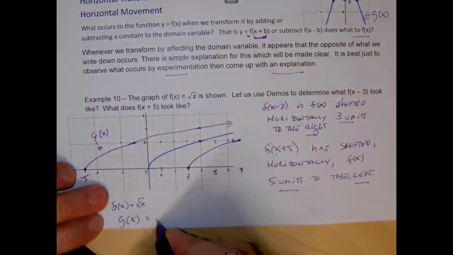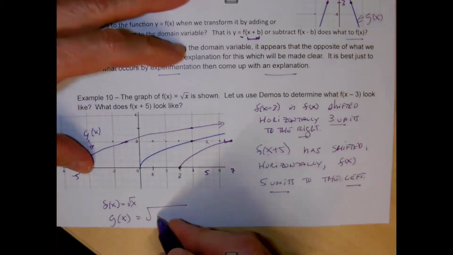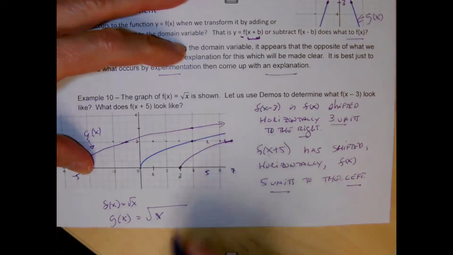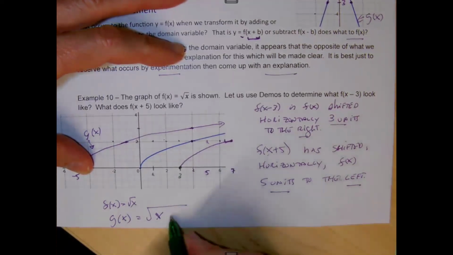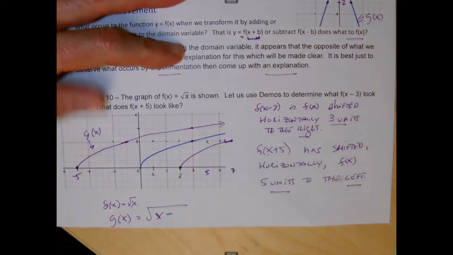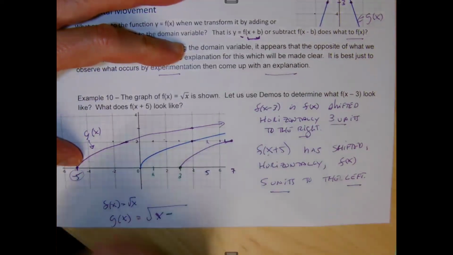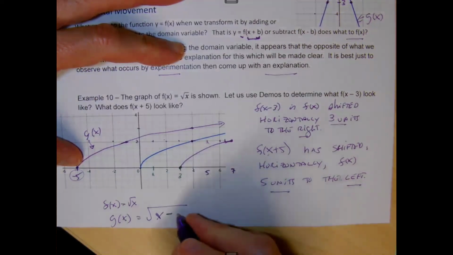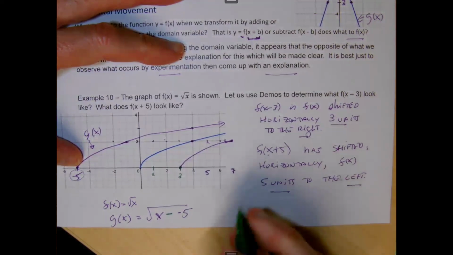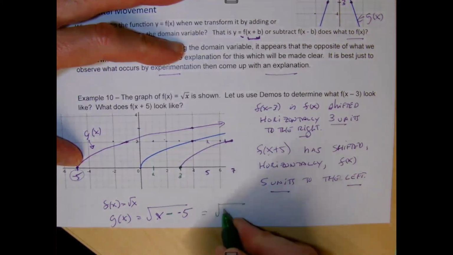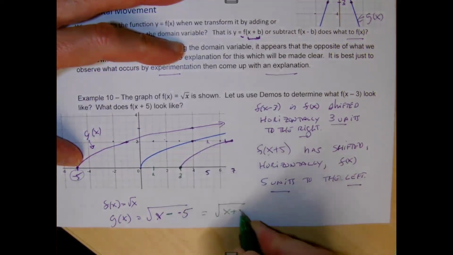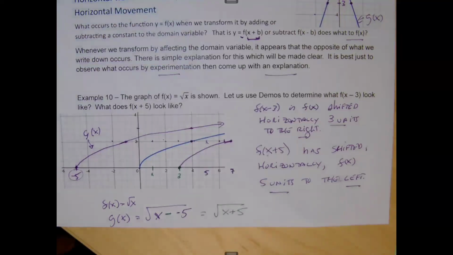So it looks like what I've done is the following. G of x is take the square root of x, but I'm going to do the following. X and then minus, and then I'd write down the position that this one particular point moved to, which is -5. And all of a sudden I have my equation. When I clean it up, it just looks like the square root of x plus 5.